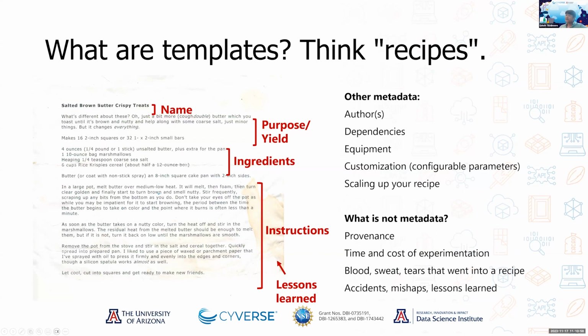Other things that may not be carried forward or captured in the metadata of a recipe are, like, how did you get to that delicious recipe? Where did you borrow the idea from? Or how much time did you spend customizing it? And of course, the blood, sweat, tears, accidents, mishaps, and lessons learned. And as you can see here, I had a few accidents on this recipe.